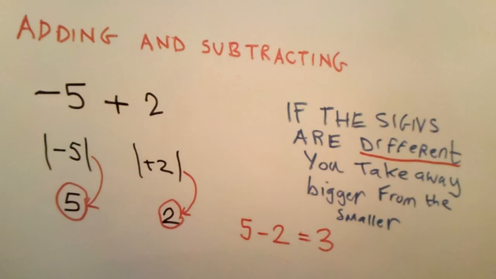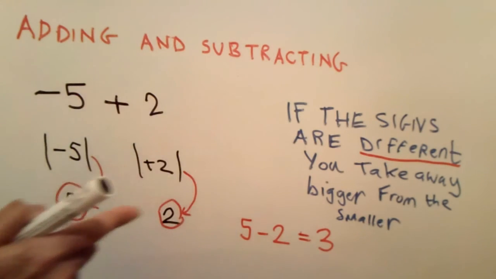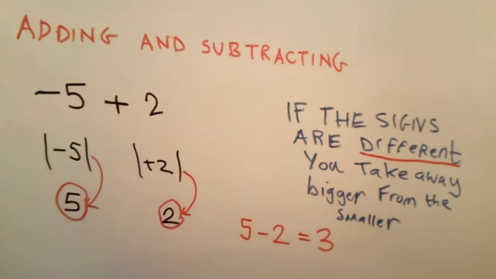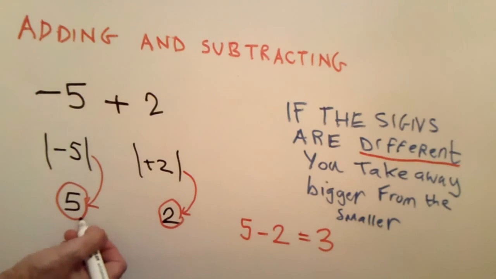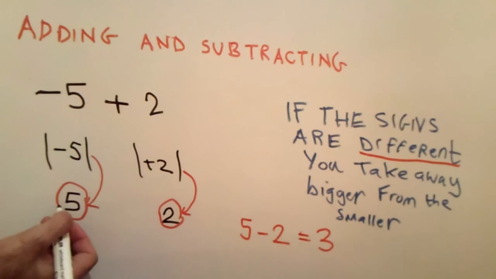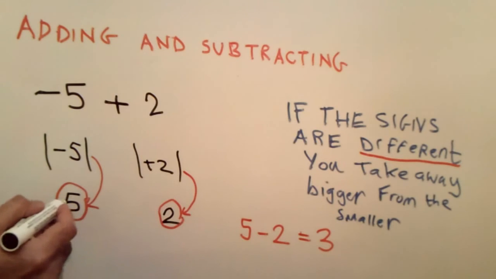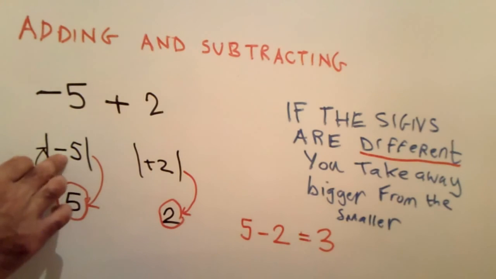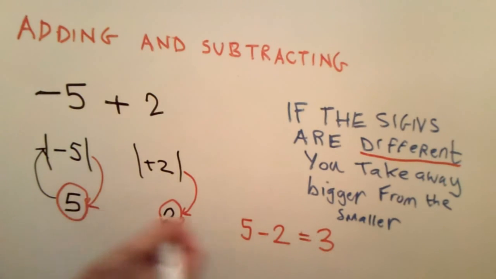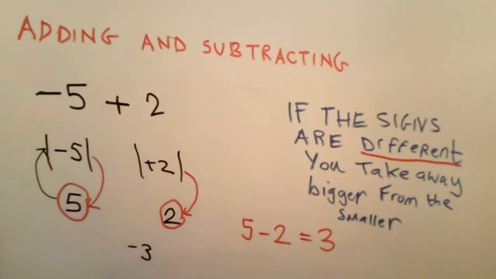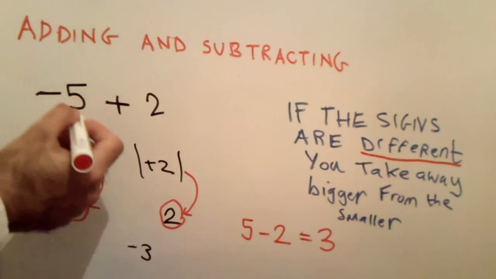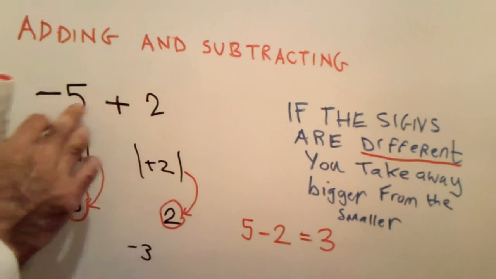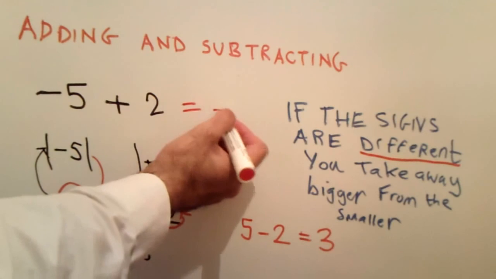Now remember, we keep the sign of the bigger value. The bigger value we found was 5, and what was the sign of 5? It was a negative. So our answer is going to be negative 3. So basically that's it: negative 5 plus 2 is negative 3.